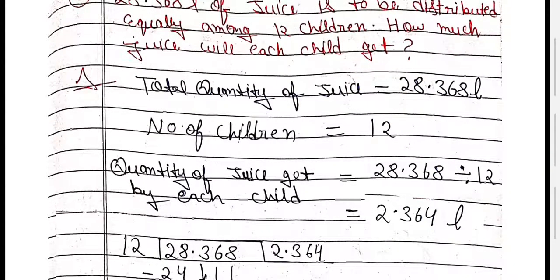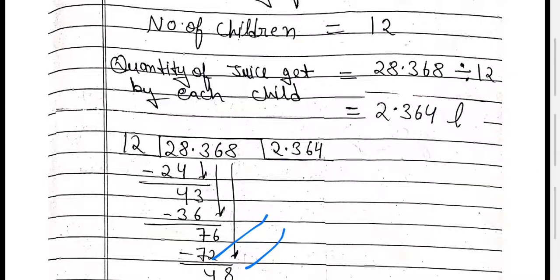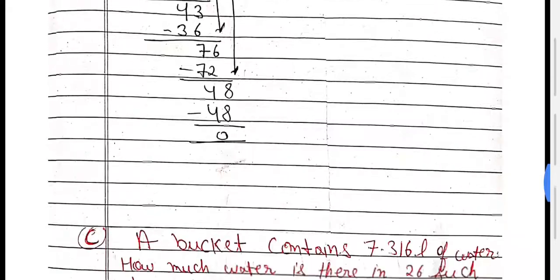Now just write in language: total quantity of juice you have is 28.368 liter, number of children you have is 12, then the quantity of juice got by each child will be less, so you have to divide. When you divide, simply as I told you also in question number 4 how to divide, you will get 2.364 liter. It is your required answer.